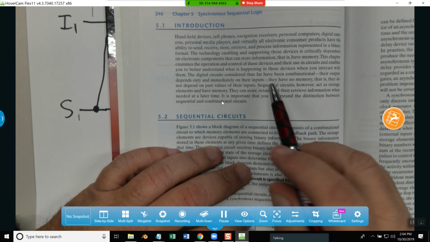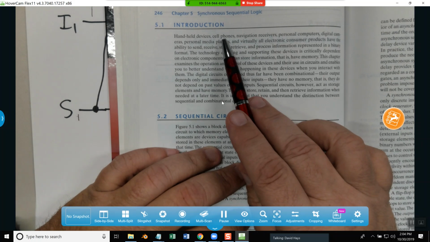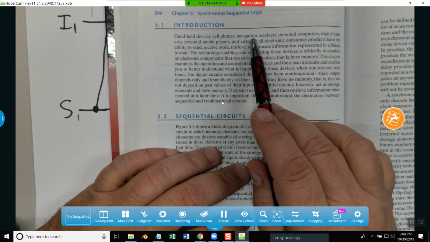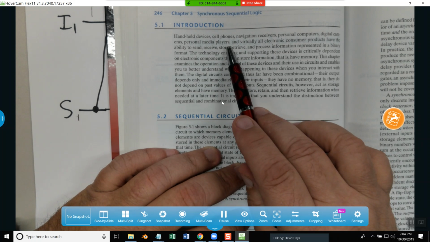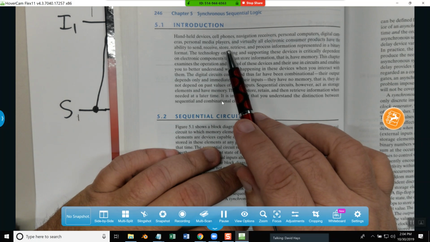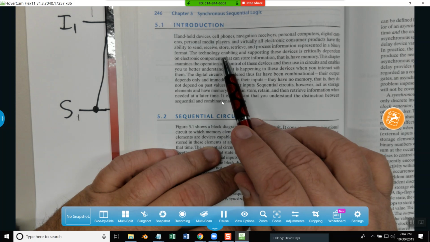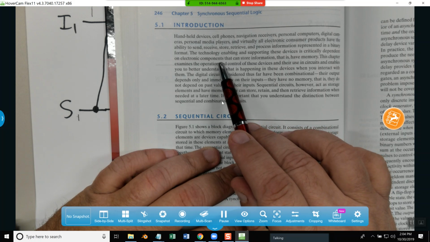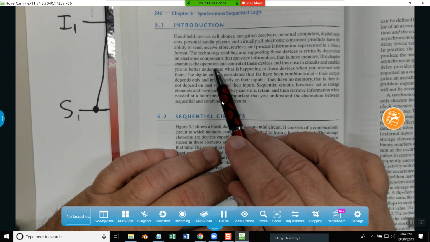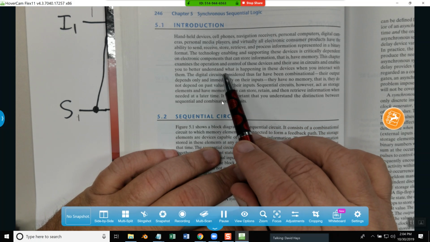Now, just kind of an overview of the chapter, the concepts and so forth. Handheld devices, cell phones, navigational receivers, personal computers, digital cameras, personal media players, and virtually all electronic consumer products have the ability to send, receive, store, retrieve, and process information represented in binary. Technology enabling and supporting these devices is critically dependent on electronic components that can store information, that have memory. This chapter examines the operation and control of these devices and how they are used in circuits, and enables you to better understand what is happening in these devices when you interact with them.